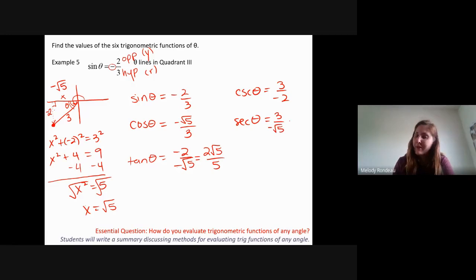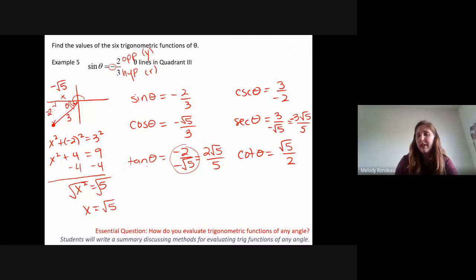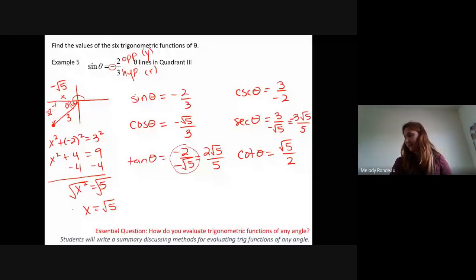All right, so when I flip that one over, that's my r over x, and then I'm going to rationalize it. So 3 root 5 over 5, and don't forget that negative. I almost lost it. I didn't. It's there. And then cotangent, I'm going to go back and flip again the original one. And so I get root 5 over 2. My negatives, remember, negative divided by negative is a positive. So that finishes that one up. Any questions?